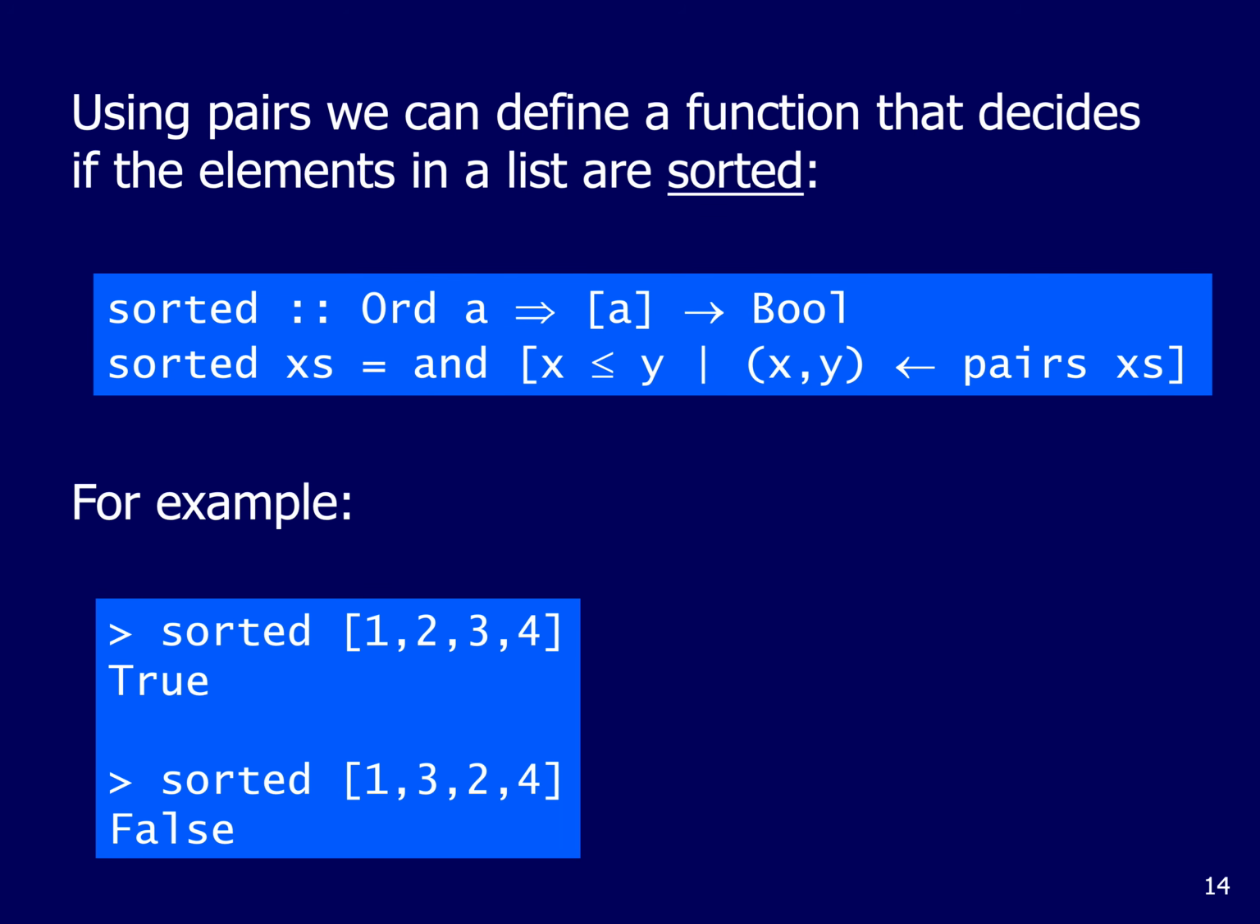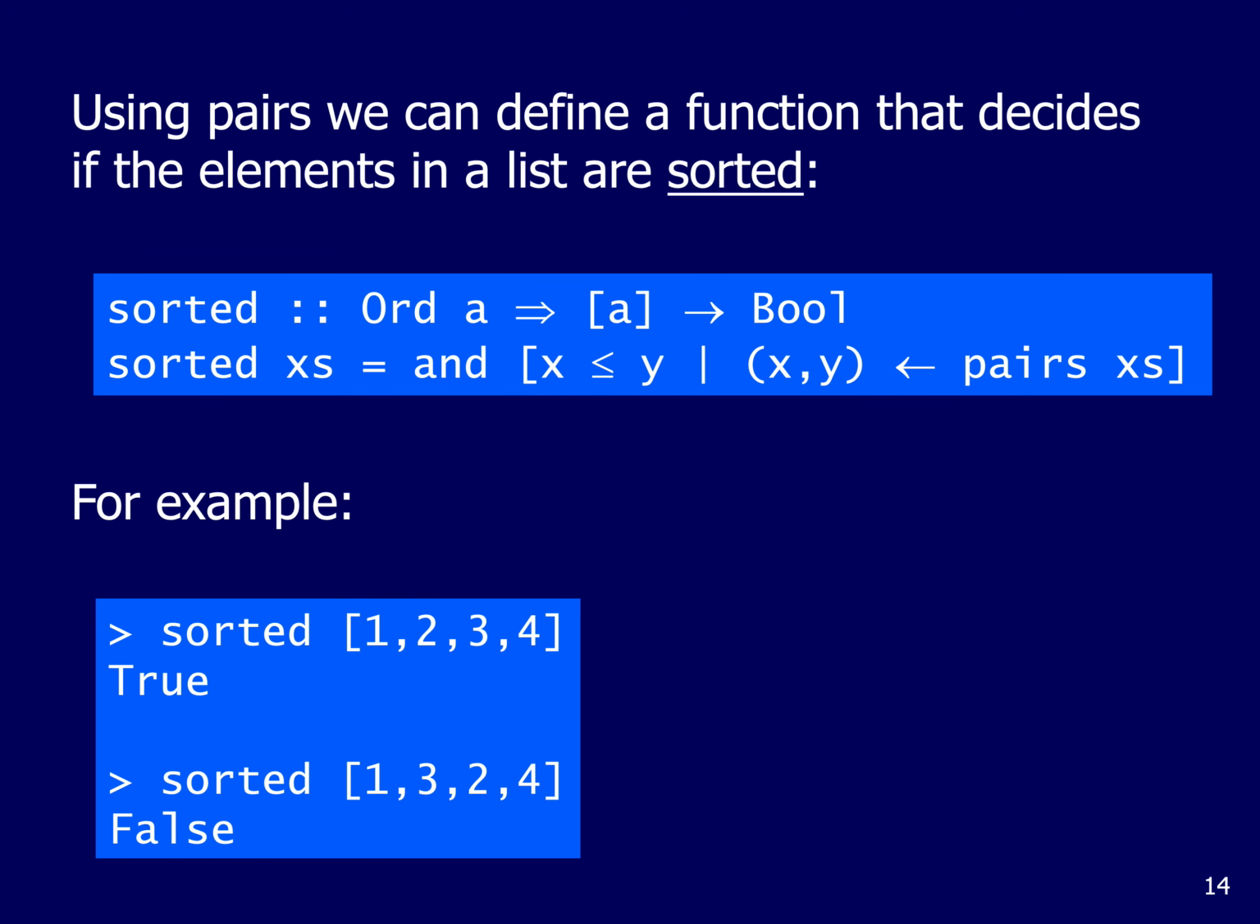Well, we can use pairs to define a very elegant one-line function that decides if a list of things is sorted. So let's look at the two examples at the bottom. 1, 2, 3, 4 is sorted, and 1, 3, 2, 4 is not sorted. And you think, well, what does it mean for one list to be sorted and one list not to be sorted? Well, it means that all adjacent pairs are in the correct order.